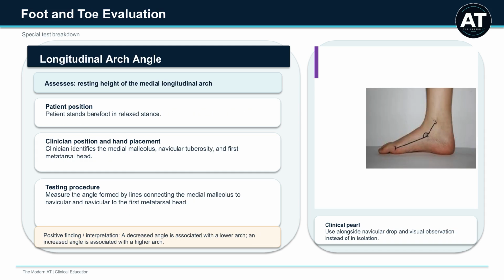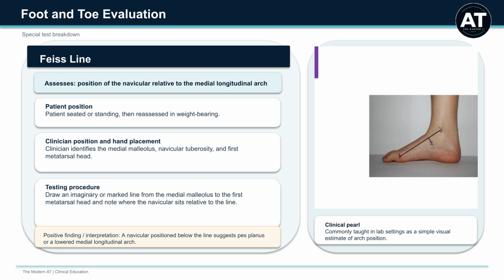The longitudinal arch angle estimates resting height of the medial longitudinal arch. The patient stands barefoot in a relaxed stance. Identify the medial malleolus, navicular tuberosity, and first metatarsal head. The angle is formed by lines from the medial malleolus to the navicular and from the navicular to the first metatarsal head. A decreased angle is associated with a lower arch, while an increased angle is associated with a higher arch. Use this as part of a broader picture with visual observation, navicular drop, symptoms, and function, rather than as a standalone diagnosis.